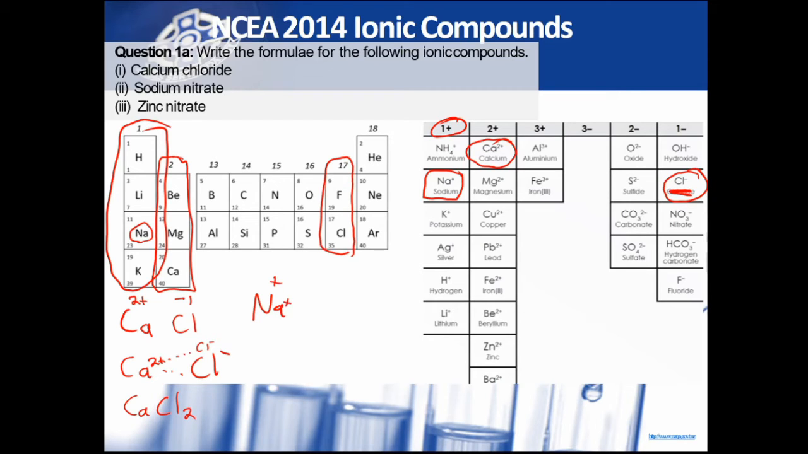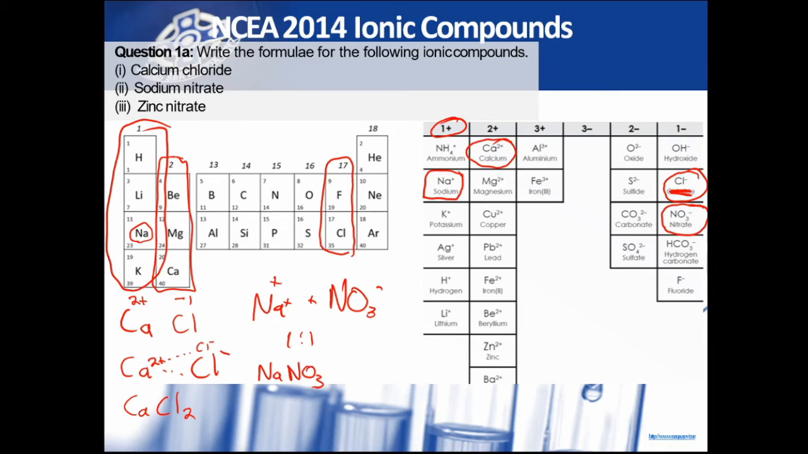Okay, and then nitrate. Nitrate contains a nitrogen, so oh, look at that, there's nitrate, and that's going to be NO3 minus. Oh, that's cool. Plus 1, minus 1. That is a 1 to 1 ratio. Yippee! So it's going to be simple sodium nitrate.